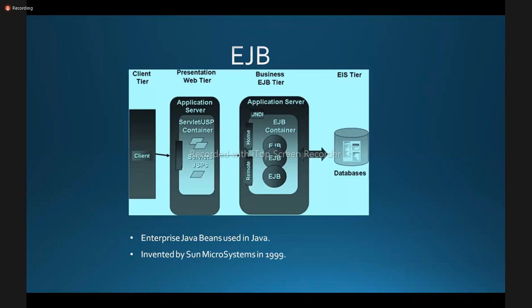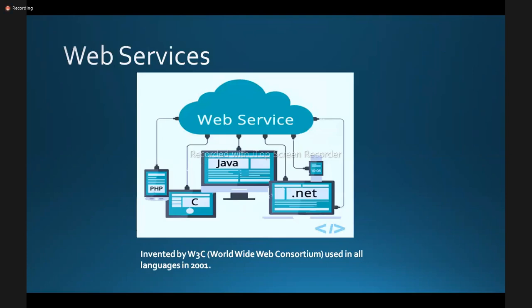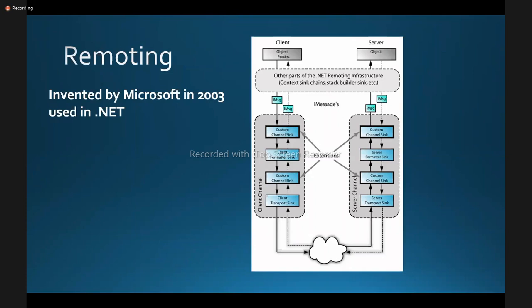We have EJB, Enterprise Java Beans, used in Java. And we have web services, known to all technologies. PHP, Java, .NET, everyone can use web services, invented by W3C. And remoting is related to .NET, Microsoft. These are distributed computing architectures.